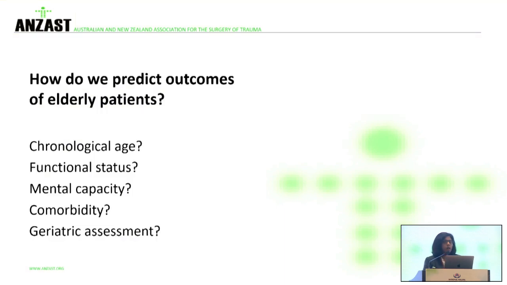So how do we predict outcomes of these elderly patients? Do we go on their chronological age? Do we assess their functional status? Or do we assess their mental capacity? Or do we just go on their history and comorbidities? Or do we get a geriatrician to come and do a comprehensive geriatric assessment?